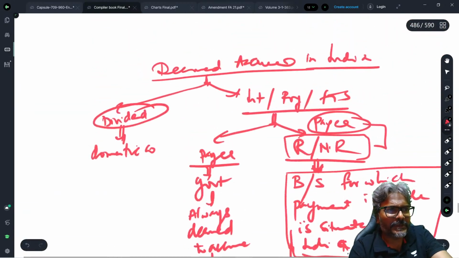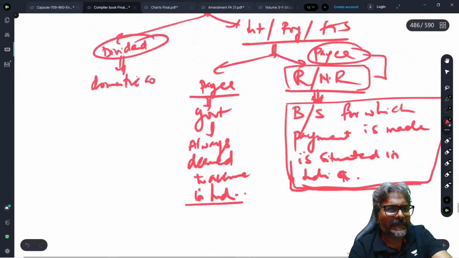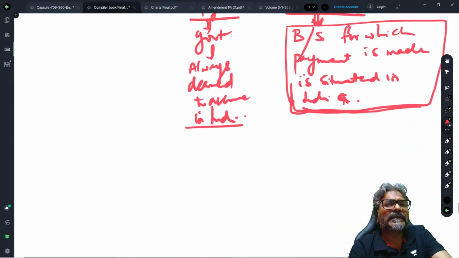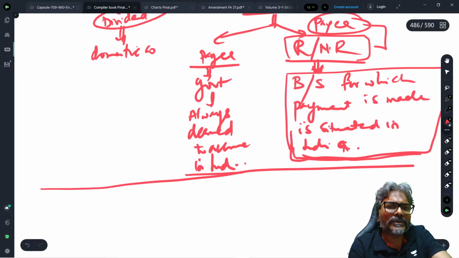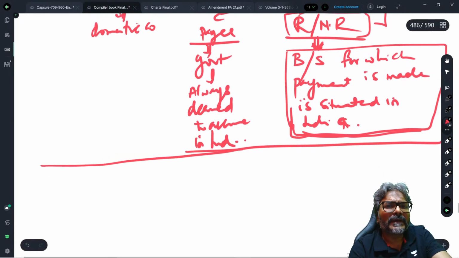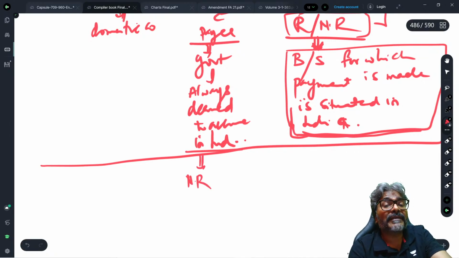I have already mentioned to all of you in this regard. Now, apart from this, students, there can be a case wherein they can tell you that supposedly the payer is making the payment in respect of the business or a source which is situated in India, but the NR has not, in this case, rendered the service in India, students.